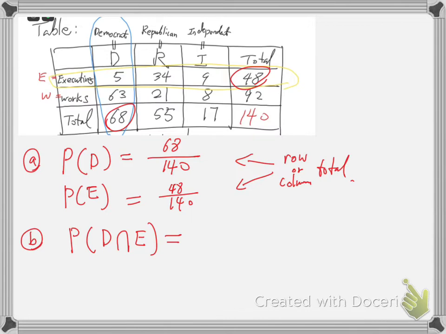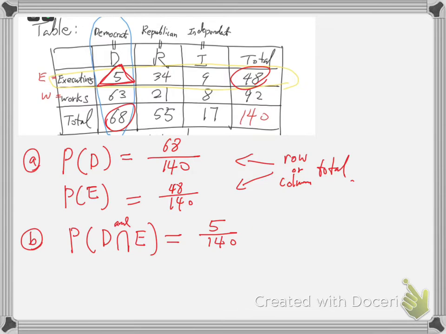So D and E, Democrat and executive, means their intersection. Intersection is this box, the red triangle box. There's a number 5 in there, so 5 employees are Democrat and executives. So the probability will be 5 over 140. That's the intersection case.